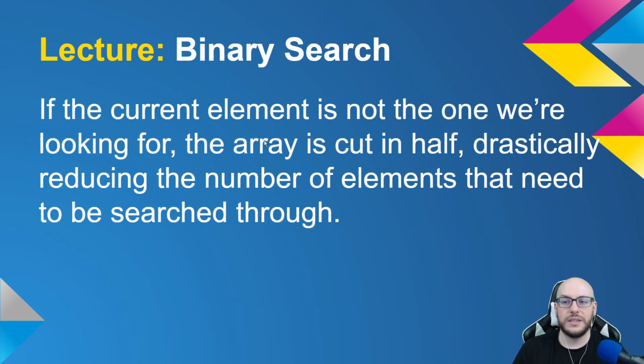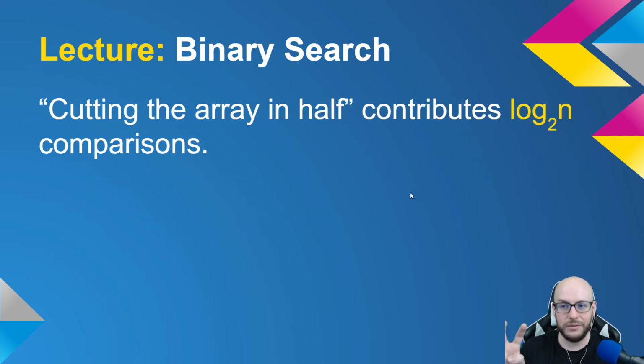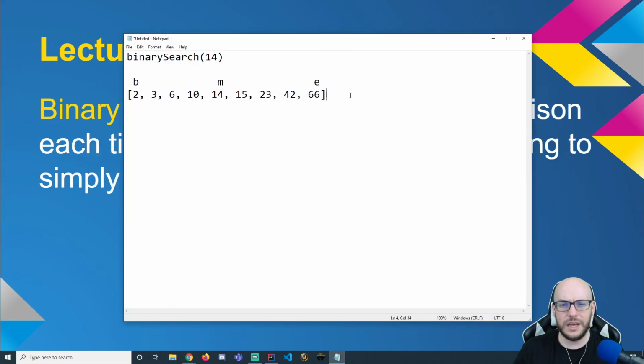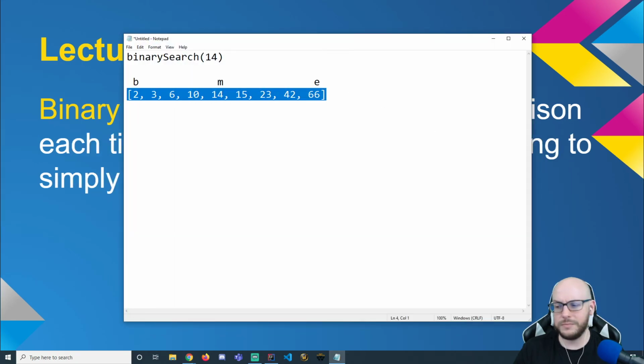If the current element is not the one we're looking for, the array is cut in half, drastically reducing the number of elements that need to be searched through. This cutting in half contributes to log 2 of n comparisons. So binary search makes one comparison every time we cut in half, meaning that we simply do log 2 of n comparisons, where n is the number of elements. Okay, our example array here has a length of 9.